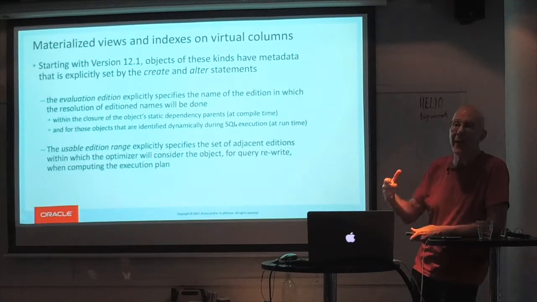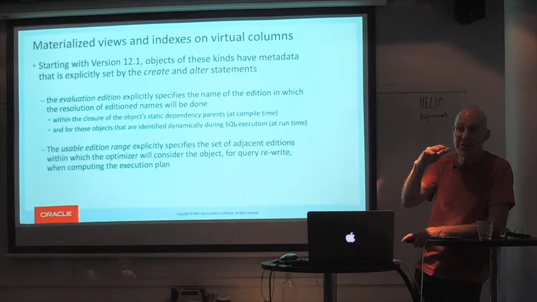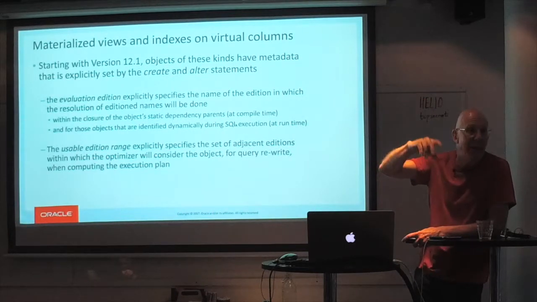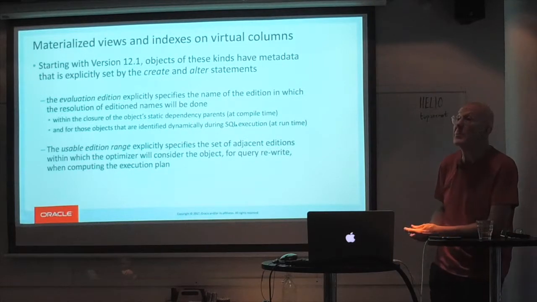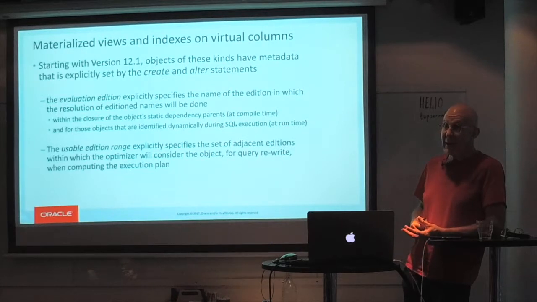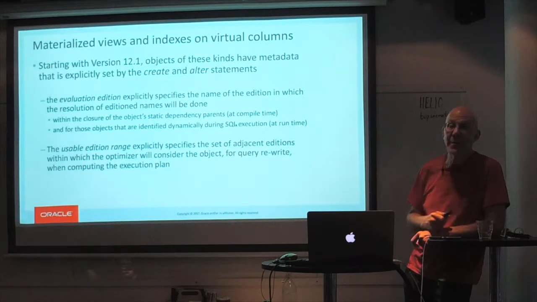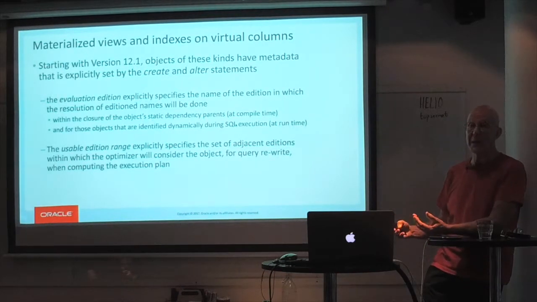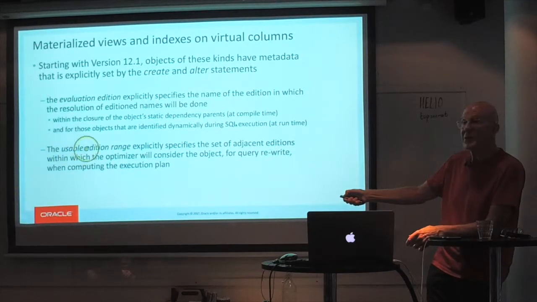So the way you get around that in an EBR exercise is you, at some point, say the evaluation used to be the old edition, now it's the new edition, knowing that that makes no practical difference. But during the hot rollover, you want the optimizer to be able to see the index as a candidate for query rewrite in either of the two editions. So you want to be able to say, I'm promising you that you can do that. And the way you promise that is with the usable edition range.